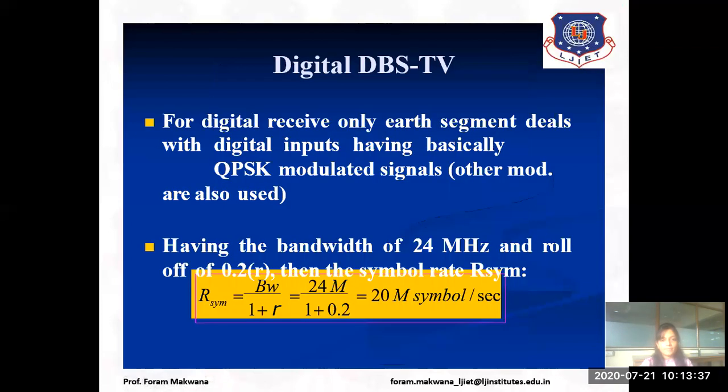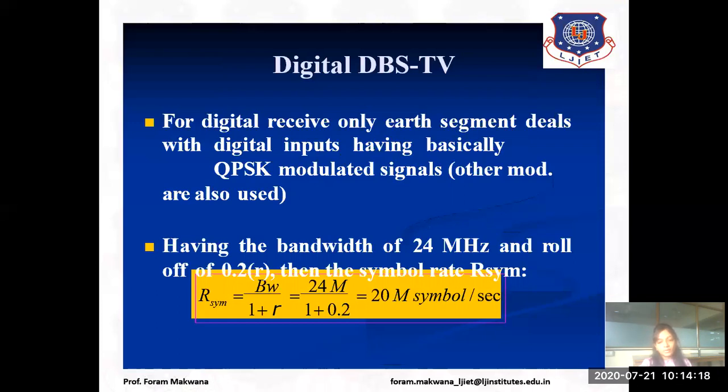Now, what do you mean by digital DBS TV receiver? For a digital receiver, only the earth segment deals with the digital inputs, which are basically modulated, it is basically a QPSK, quadrature phase shift keying modulated signal, or we can also use another modulation system. But if we consider that our bandwidth is 24 megahertz and our roll-off factor is 0.2, then what is the symbol rate?